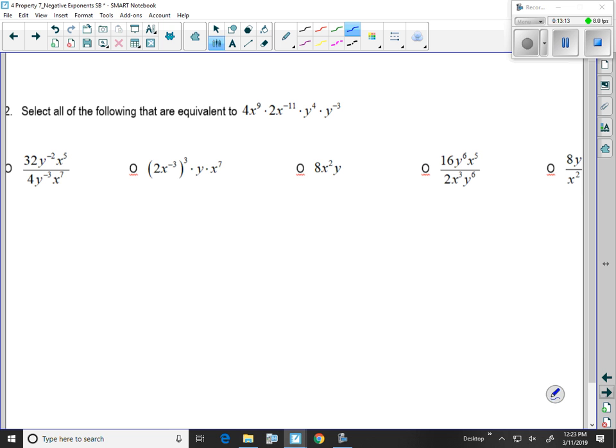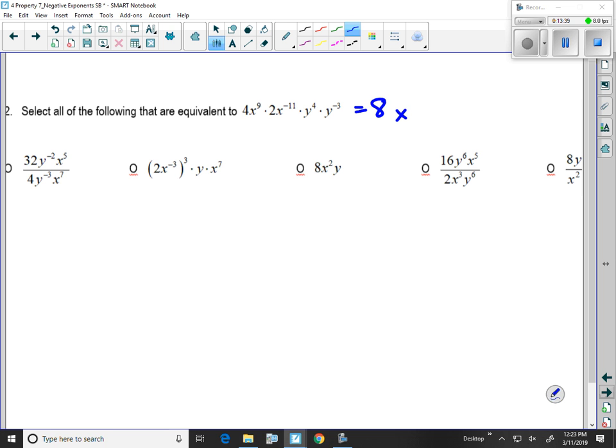All right, number 2, select all of the following that are equivalent to this one here. Oh, wow, we got a lot. So what I would look at is first look at numbers. Jeremiah, please focus. Look at the numbers first. What whole numbers am I going to multiply together? 4 and 2. What's 4 times 2? Okay, so we know we're going to have the 8.